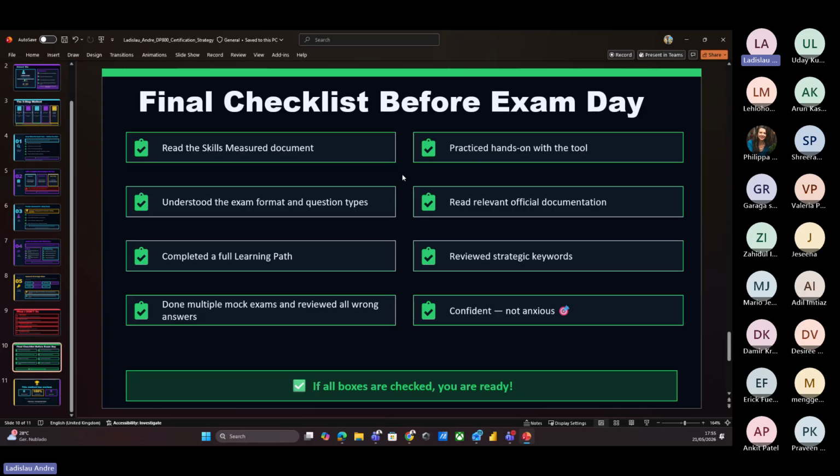Knowing that helps you a lot to be confident and know how the exam questions will be structured. The other checklist item is completing the full learning path, either by using Microsoft Learn, or doing a course from Microsoft YouTube videos or another resource. I did that, and I feel more comfortable. Then I did a lot of mock-up exams and reviewed all wrong answers. I did some practice hands-on with the tool. Then I read relevant official documentation, and I always review my strategic keywords on the day of the exam and before it, so I can do a recall, which is a studying technique, and then feel confident, not anxious.